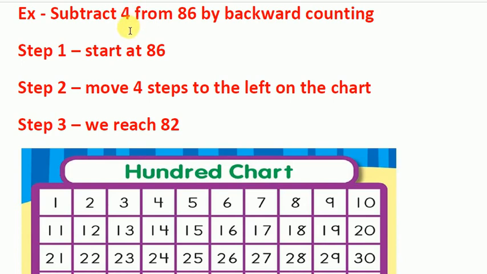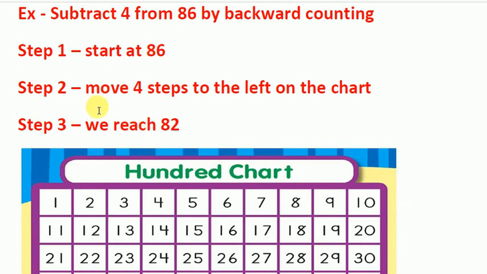Let's see an example of subtracting a 1-digit number from a 2-digit number by counting backwards. Again, there are 3 basic steps involved. The first step is to start with a bigger number. Now 86 and 4. 4 is a 1-digit number, 86 is a 2-digit number. So 86 is the bigger number. So start with 86. Move 4 steps to the left of the chart. This is the 100 chart. Start from 86 and you have to move 4 steps to the left of the 100 chart.